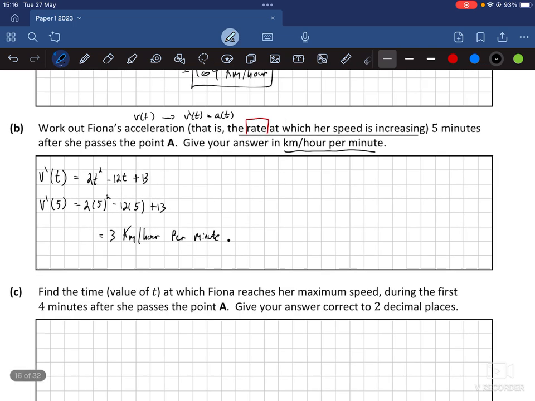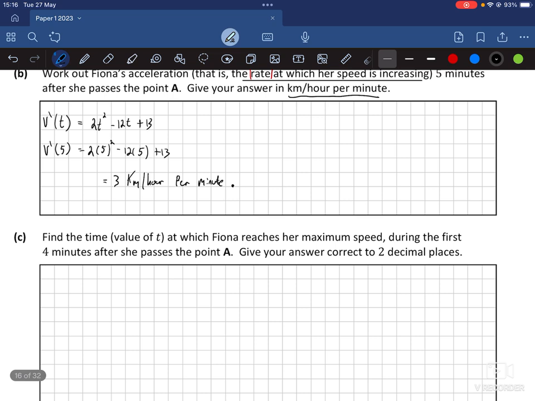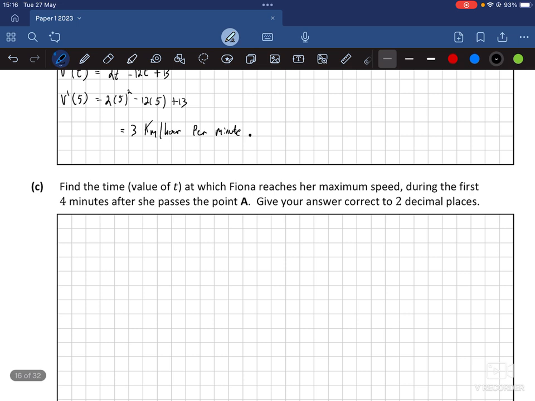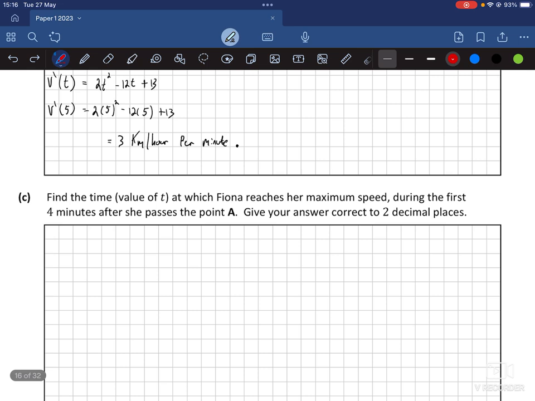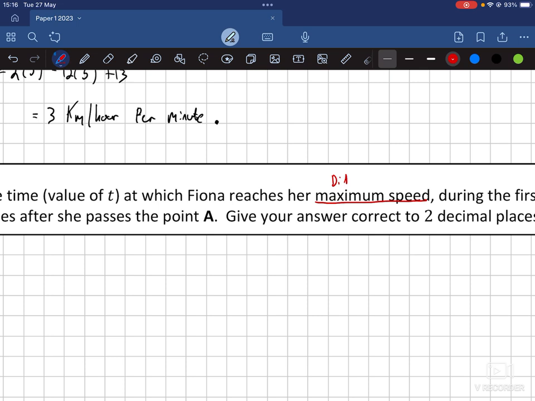Then we're asked to find the value of t at which Fiona reaches her maximum speed during the first 4 minutes after she passes point A. Again, anytime you see rate, you should be thinking differentiation. And when you see maximum, you should be thinking differentiation. All the time, or minimum.